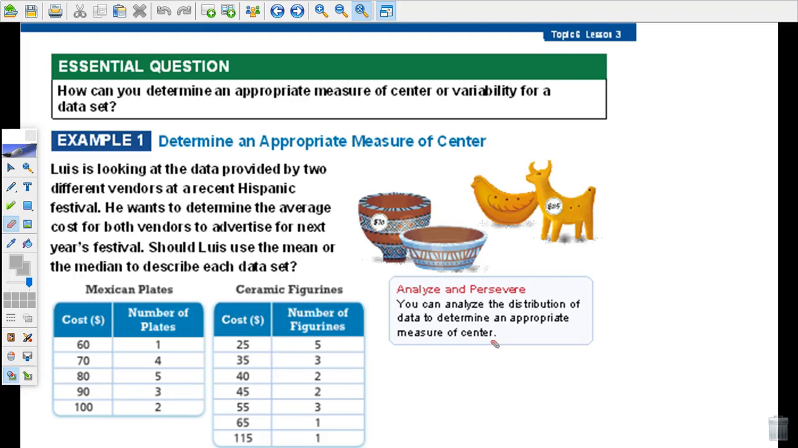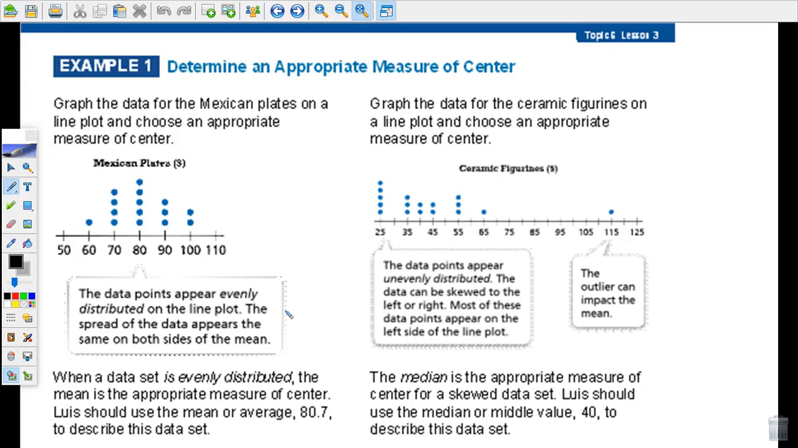So on this slide they have the tables, but they would like you to set it up on a line plot. Okay, they set it up on a line plot for you, and here it is. So for Mexican plates, they've got 1 at 60. That's why there's only one dot over the 60. They had 4 of them equal 70. They had 5 of them that equal $80. They have 3 of them that equal $90. They have 2 of them that equal $100. This is a line plot.